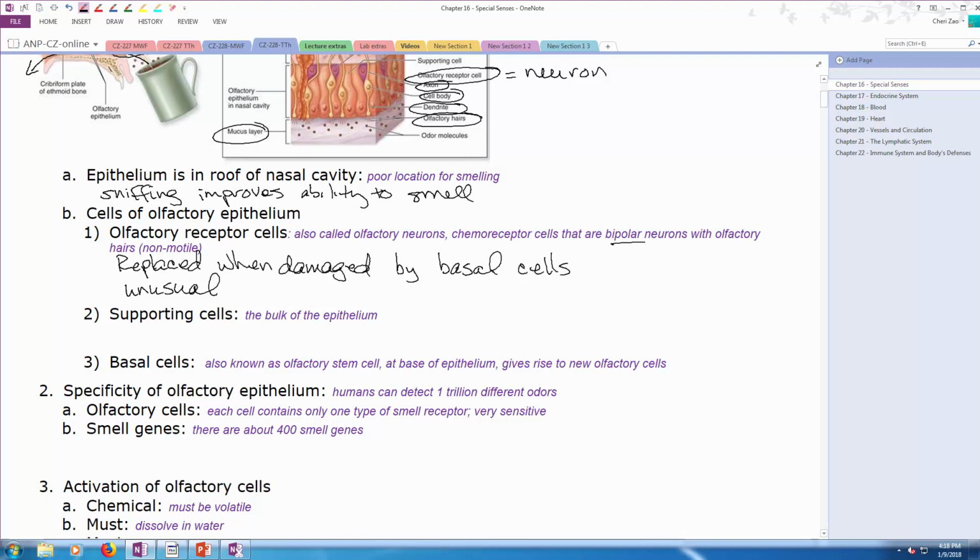And you know that this has to occur because when you have a bad head cold, what happens to your sense of smell? It goes away. And it goes away because those olfactory neurons were actually damaged and die. And so it takes a while to recover your sense of smell because those basal cells have to differentiate then into those olfactory neurons to actually give you that information.